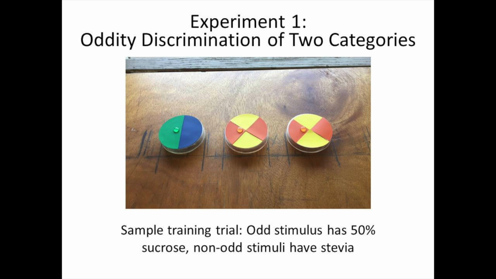Now, if the bee lands on the odd category, then I'll record it as correct. The bee will drink until it is full, and it will return to the hive, unload, and come back for a second trial. If the bee lands on a non-odd category, it will fly off the target, and it will choose another target until it correctly chooses the odd category. I'll record this as incorrect, and the bee will return to the hive. After returning to the hive, it will unload, and it'll come back for the next trial.